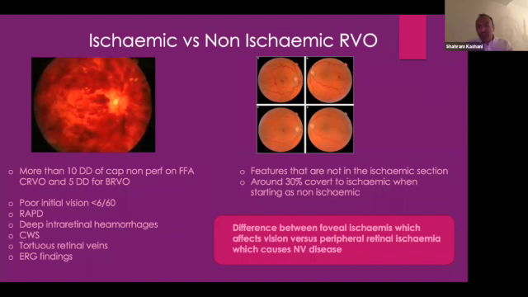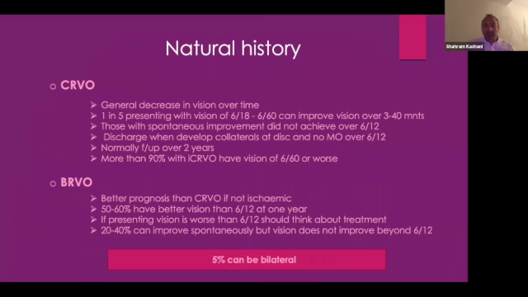And also they can get new vessel formation at the disc and in the retina. They can then get vitreous hemorrhage. They can get neovascular glaucoma. So with a lot of patients with ischemic retinal vein occlusion, we actually start giving them some prophylactic laser treatment to stop them getting those blood vessels.